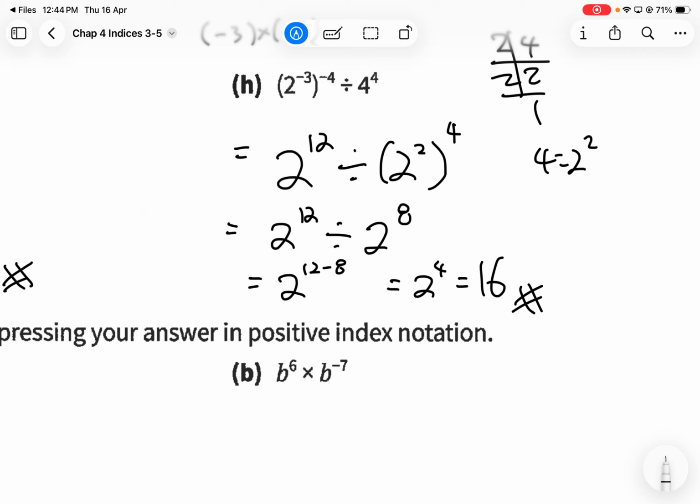Meaning, even if I have x to the power of a to the power of b, are you able to do this?